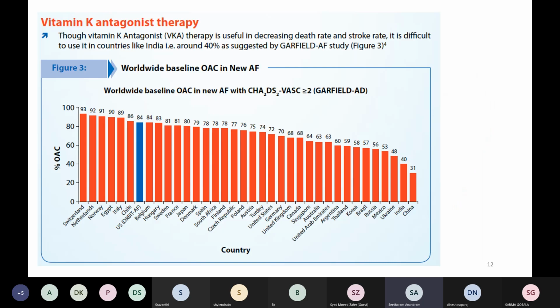So why was there a need for these newer anticoagulant agents? Essentially, this slide shows the uptake of warfarin or acenocoumarol in various countries for atrial fibrillation. As you can see, the percentage of use of warfarin in newly diagnosed AF in India is just about 40%. And there's a variety of reasons for this, which I'll come to in a couple of minutes.